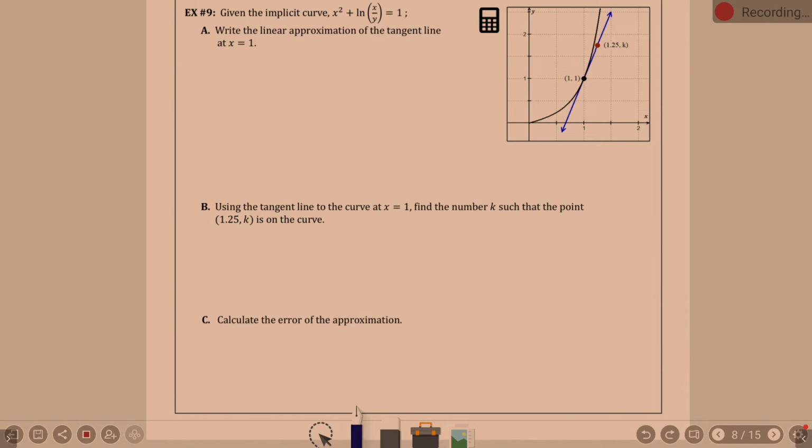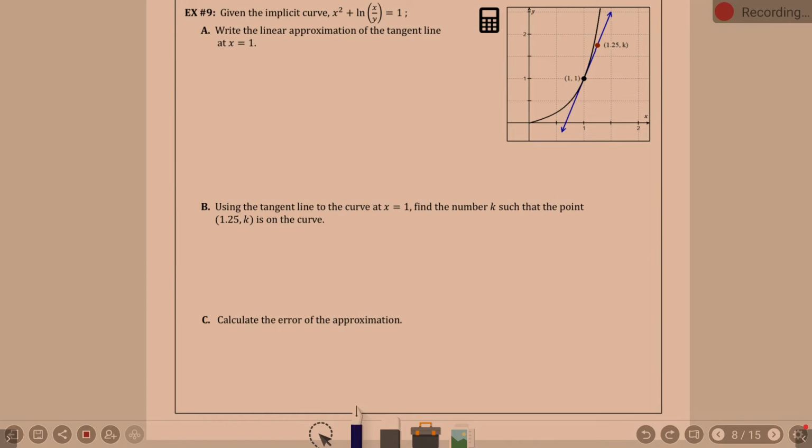Okay, notice the calculator. Given the implicit curve, write the linear approximation of the tangent line. So, obviously one of the things we need to do is find the derivative. Since it was an implicit curve, we could use implicit differentiation. That's what I've done on my notes.